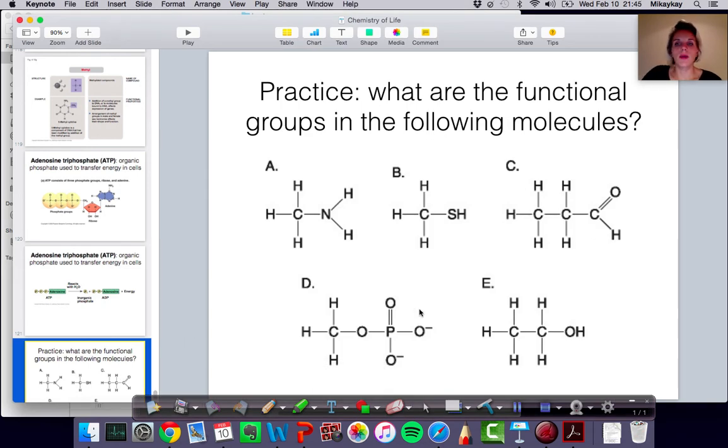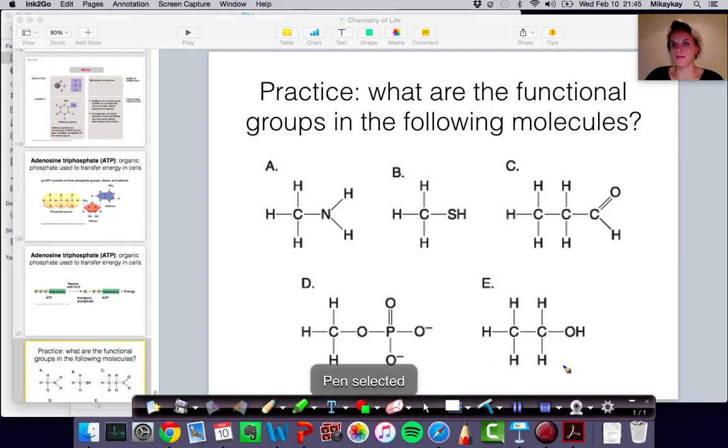Yeah. So let's practice this by circling and identifying our different functional groups. Pause the video and try to figure it out yourself. I'm going to go over the answers now.